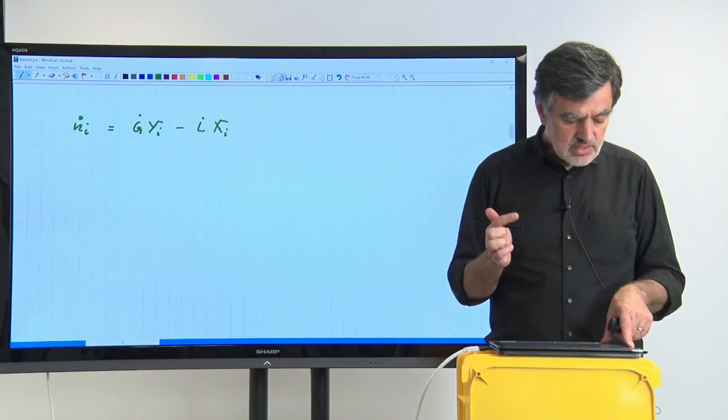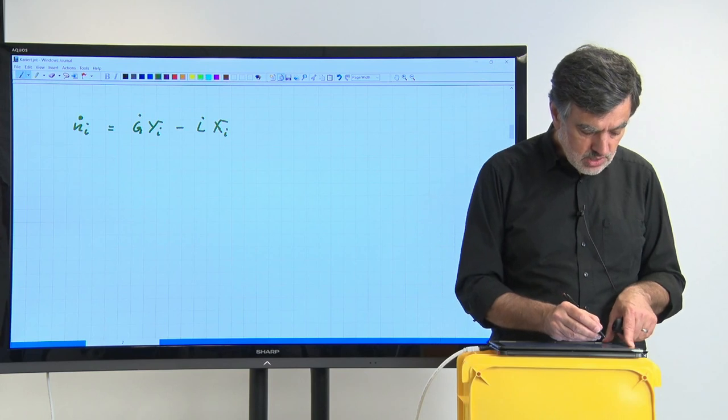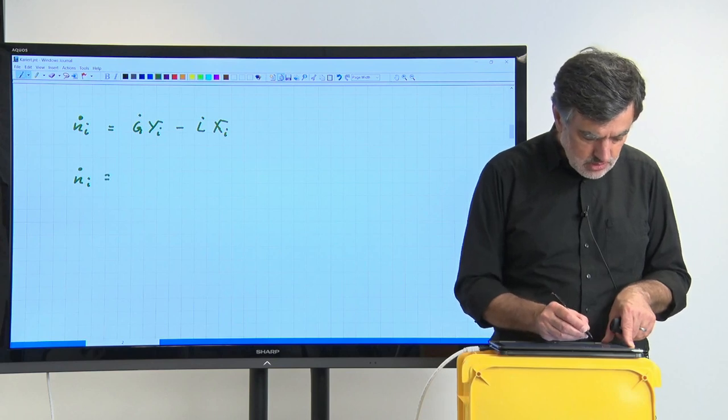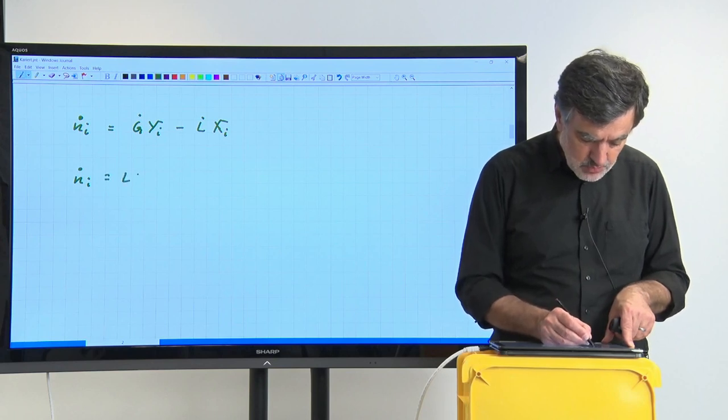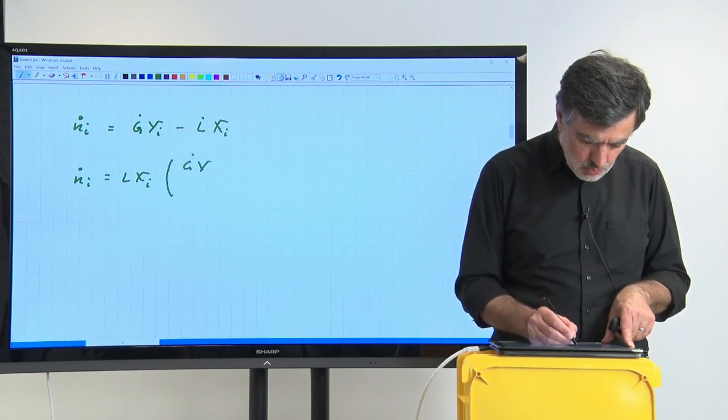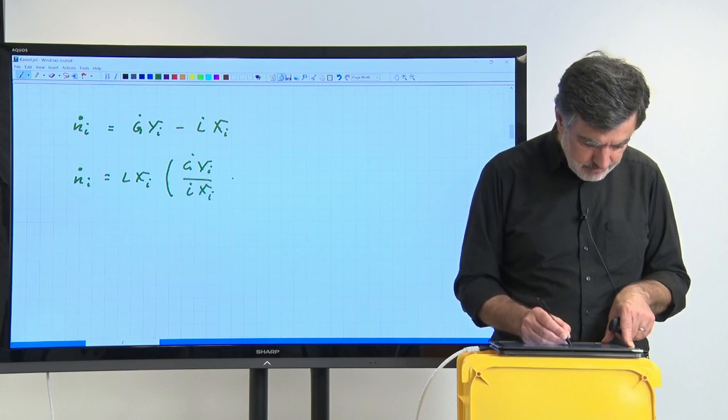And now we can rewrite that to a certain extent. We can rewrite that by rearranging the variables, so we scale, so to speak, with L dot times xi times the G dot yi divided by the L dot xi minus 1.